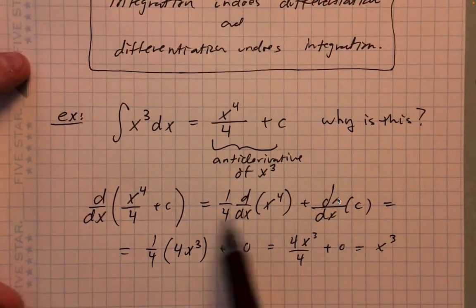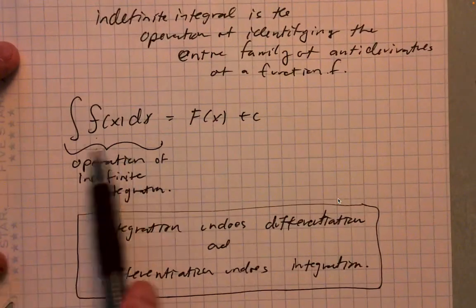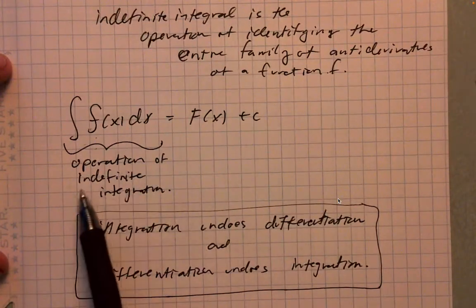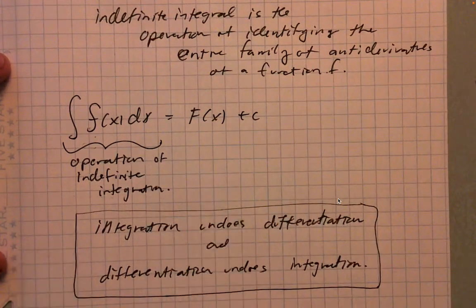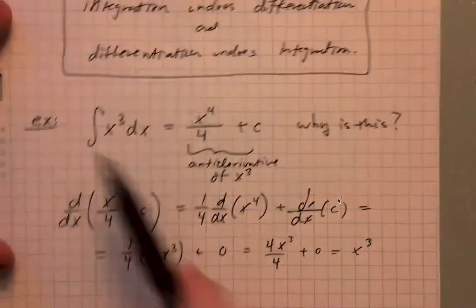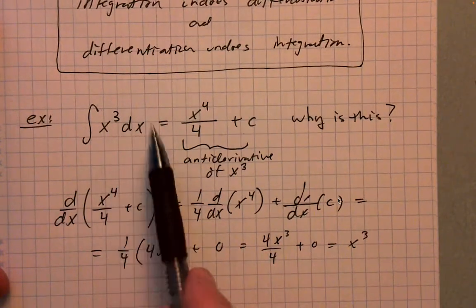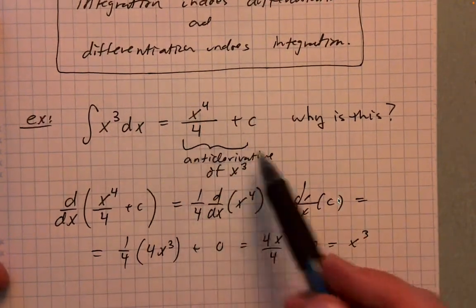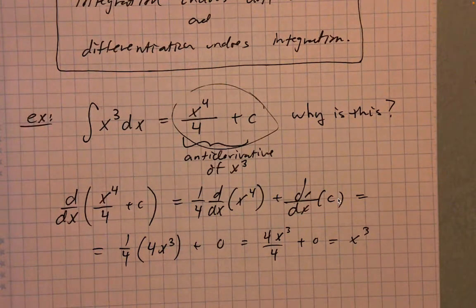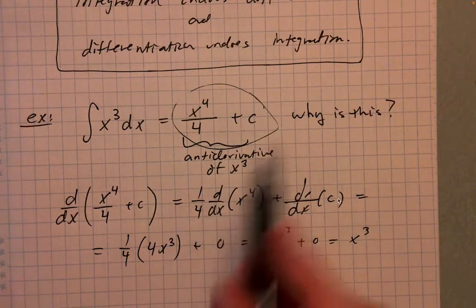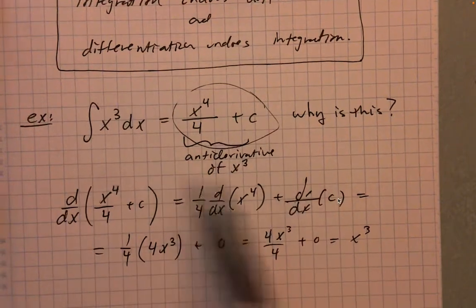The definition of this indefinite integral is that it's the operation of identifying the entire family of antiderivatives of a function, right? And so that's what I've done here. I've said, okay, the integral of x to the third power dx must be x to the fourth over 4 plus c, because this is the general form of the antiderivative of x cubed. And we can see that by differentiating it. So this is just a specific example.